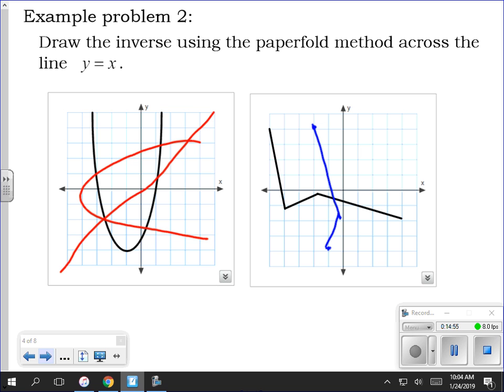So I go negative 5, 1, 2, 3, 4. Is that right? Yeah. There's that.